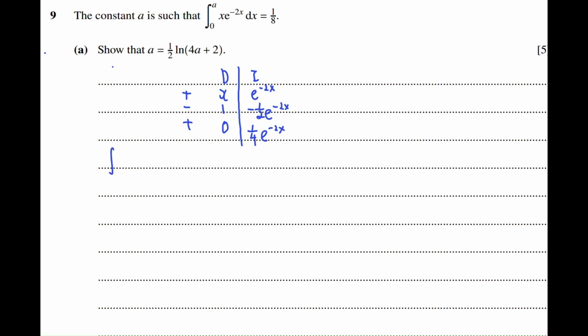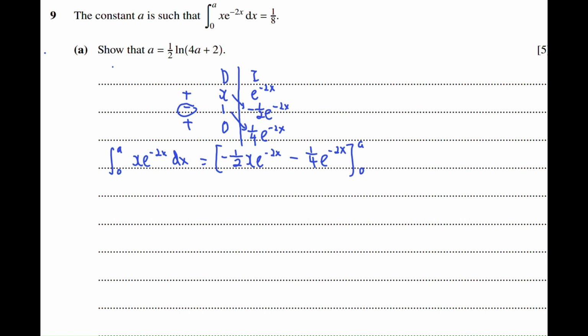So let's start with the question. We integrate from 0 to a, x e to the power of negative 2x dx, which equals, we multiply the diagonal part, which will give us negative 1 over 2 x e to the power of negative 2x. Followed by, we have a negative sign here, so it's minus 1 over 4 e to the power of negative 2x. And don't forget to put your limit from 0 to a. Next, we're going to substitute 0 and a into our expression, and that should equal 1 over 8, which is given by the question.